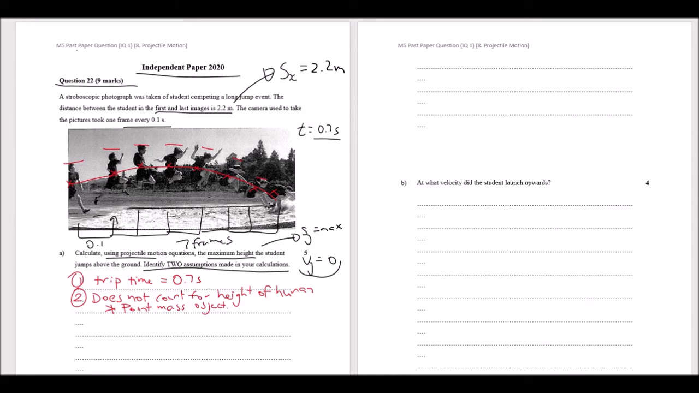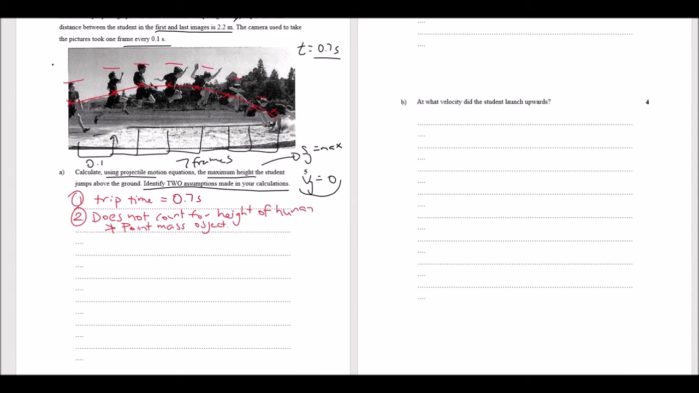Okay, so let's look at what we create here. So I'm trying to find the maximum height, so I'm looking for Sy. I can plug it into this formula to get this particular equation. So that's one of them. I know what t is, I know what the acceleration is, because that's just minus 9.8 meters per second squared. But I do not know what uy is.